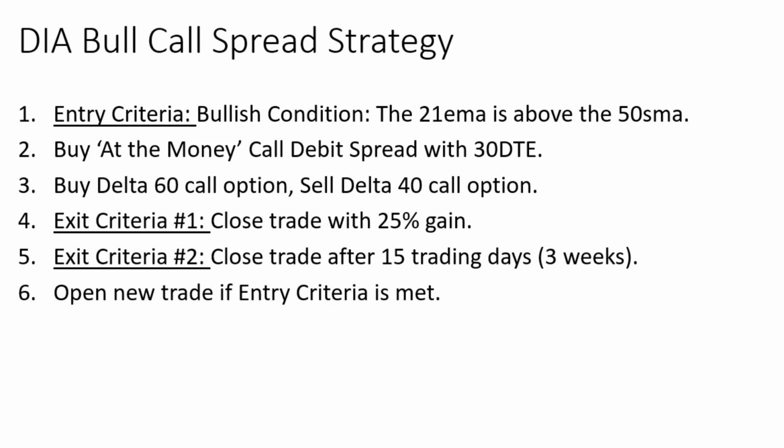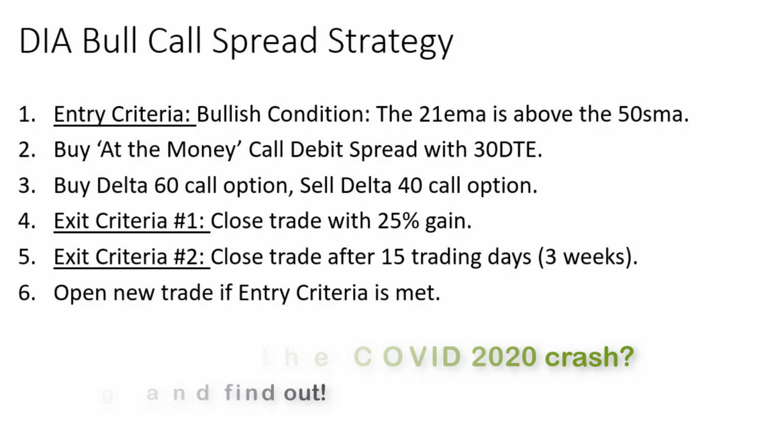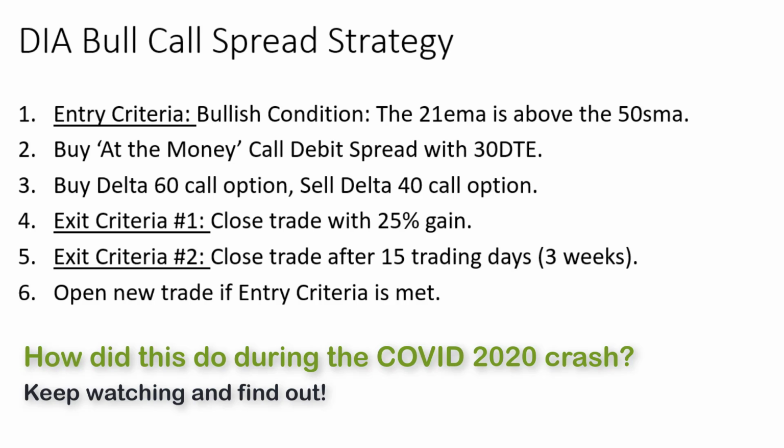So if the market continues to be bullish, after you close that first trade, you would just simply open a new one with a new expiration and you target that 25% gain. If for some reason the market turned lower and you close the trade after 3 weeks, you would look at the entry criteria again. If the 21 is still above the 50, you're going to get right back in with a new trade. If for some reason the market turns lower, let's say in the COVID crash, which we're going to look at here in a minute, it's pretty cool.